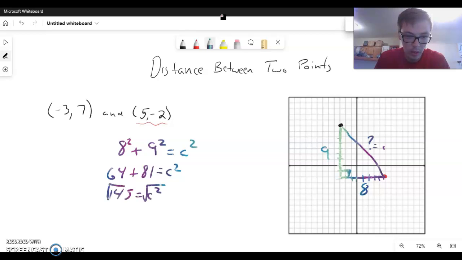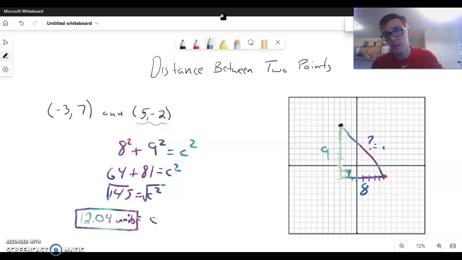Take the square root, and the square root of 145 here is, let me type this in, 12.04. So c is 12.04. Now, this is distance, so we should label this. We don't have a label, so I'm just going to call it units. That's why it's a generic label. So 12.04 units for this problem.